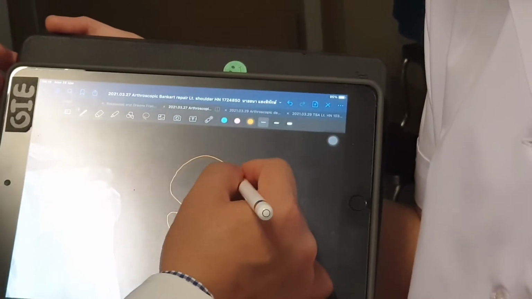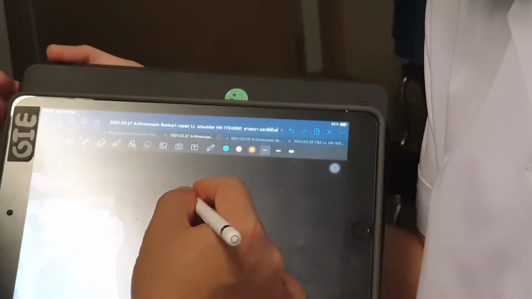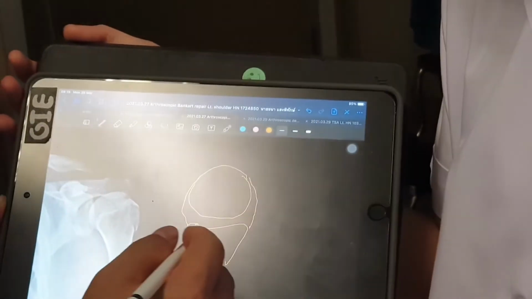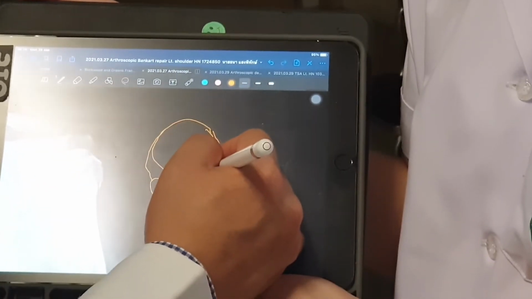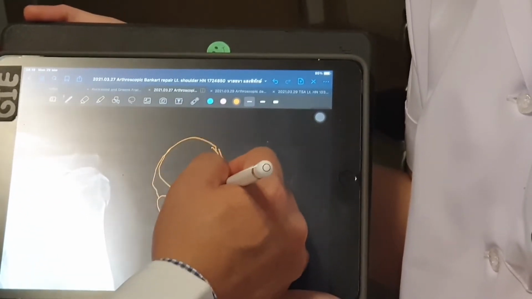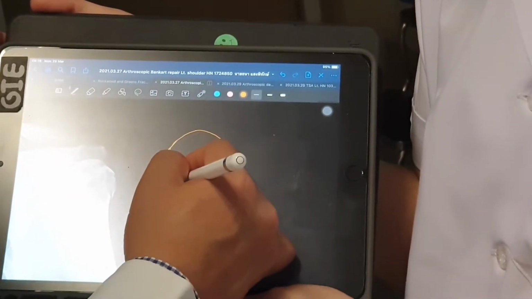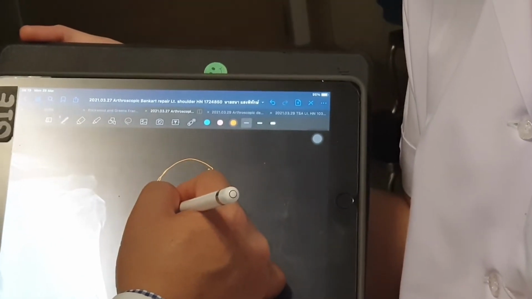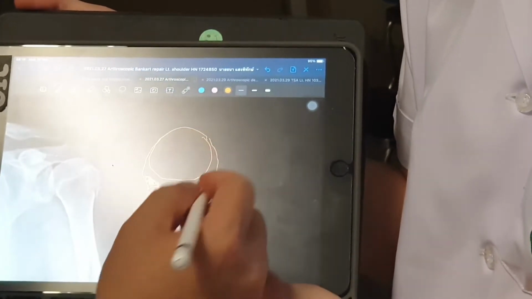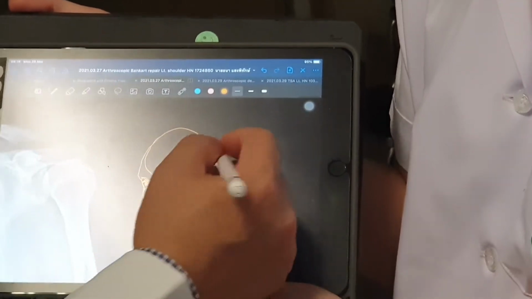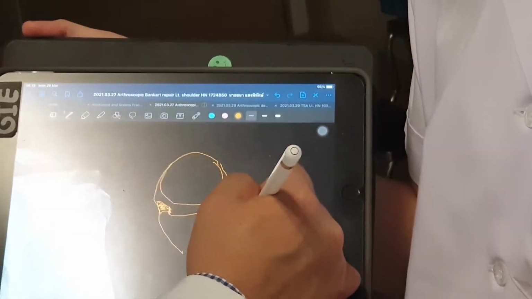So there's a capsule here, right? Attachment. Okay, that is the shoulder, and there is the triangular shape. What is that? No, that makes the socket deeper. Labrum, we call this labrum.